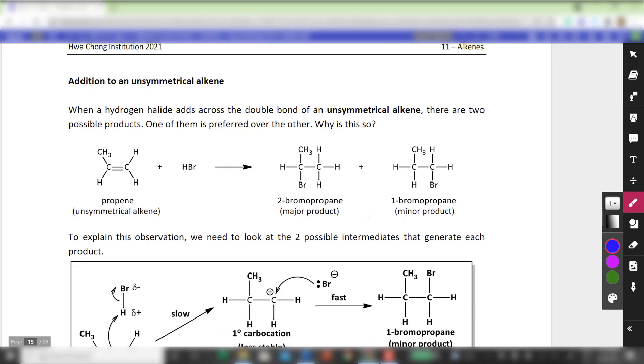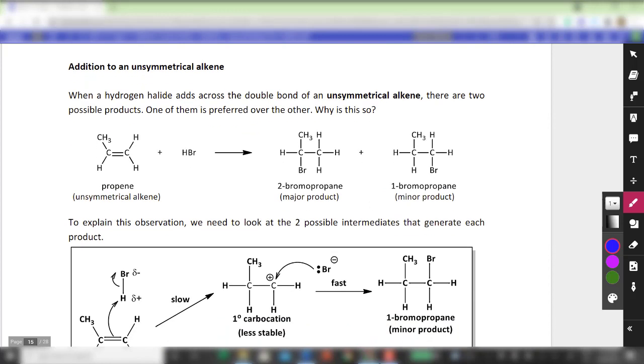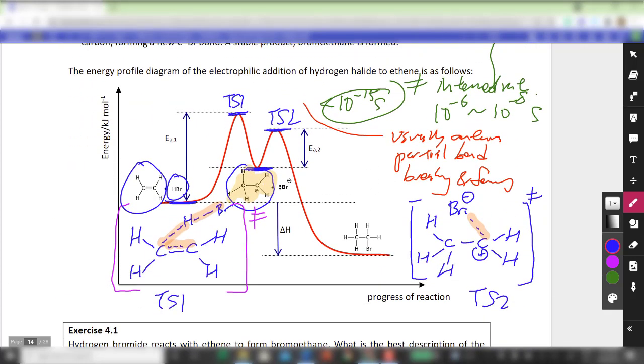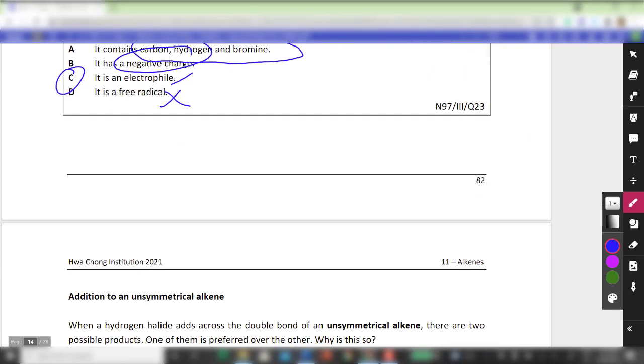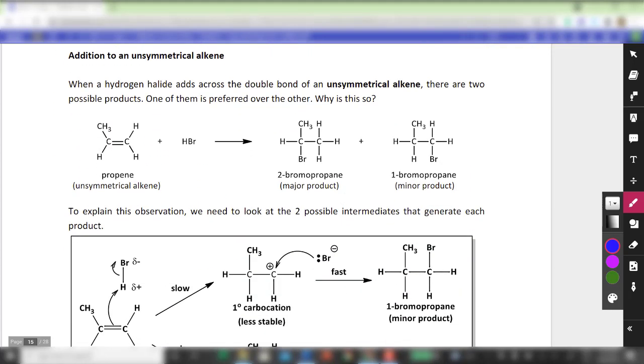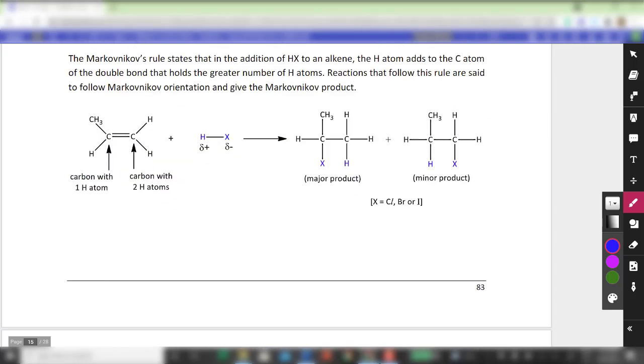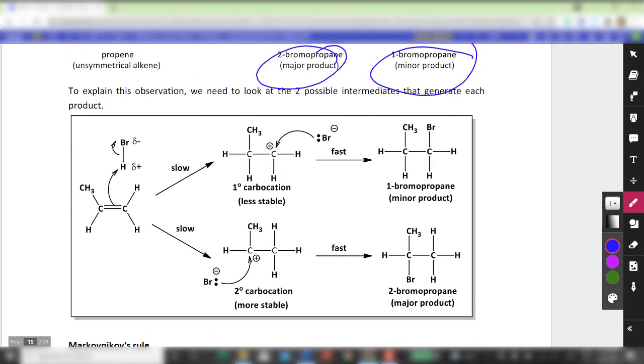Okay, yeah. So we're going to move on to the addition to unsymmetrical or asymmetrical alkenes. Now earlier on you notice that in our examples, the alkenes are perfectly symmetrical, meaning that regardless of whether the H is added to the first carbon or the second carbon, it doesn't really matter. But what if it's an asymmetrical alkene? What is going to happen? Yeah, so it will lead to what we call a major and a minor product. And traditionally, this will be called Markovnikov's rule. But now, because we already know what exactly is happening, we can explain to you why.